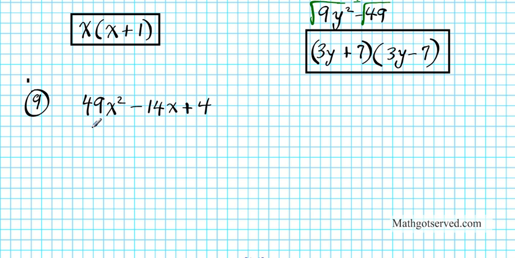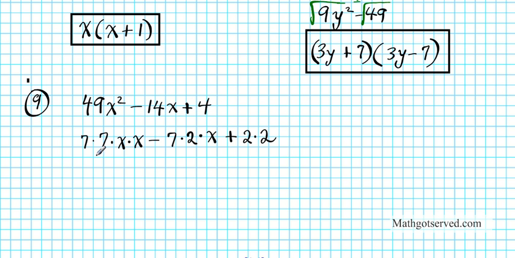Alright, so let's break this down. 49 is 7 times 7, x minus, if we break down 14, 14 is 7 times 2 times x. You can break this down using a factor tree. And if I break down 4, it's just 2 times 2.